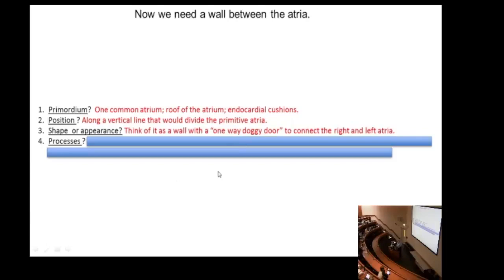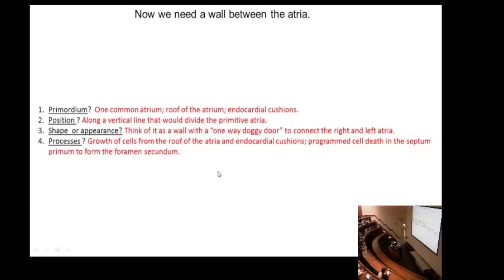That's what you would have for a wall. And I want you to think of it as a one-way doggy door at this point, because blood flows from the right atrium into the left atrium, and then it doesn't flow back because of that one-way doggy door. And you'll see what I mean momentarily. And the process involves growth of cells, of course, to form the septa, and then this programmed cell death or apoptosis that has to occur in order for the foramina to develop, okay?